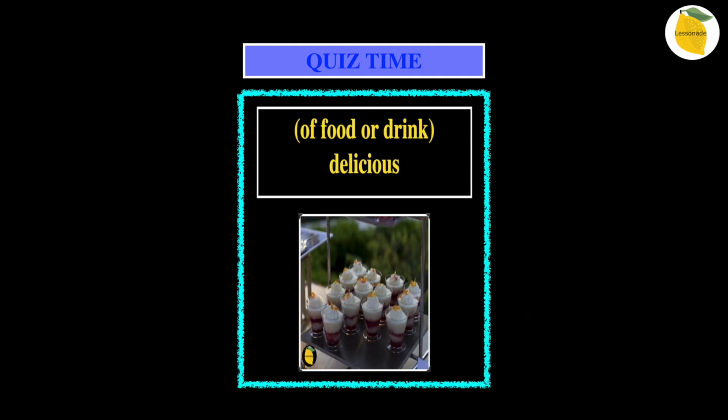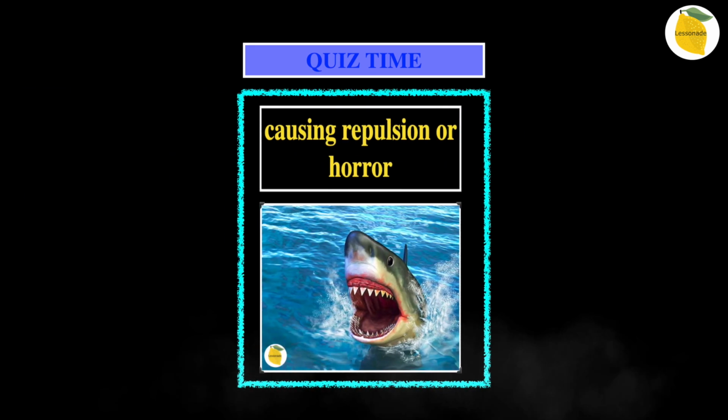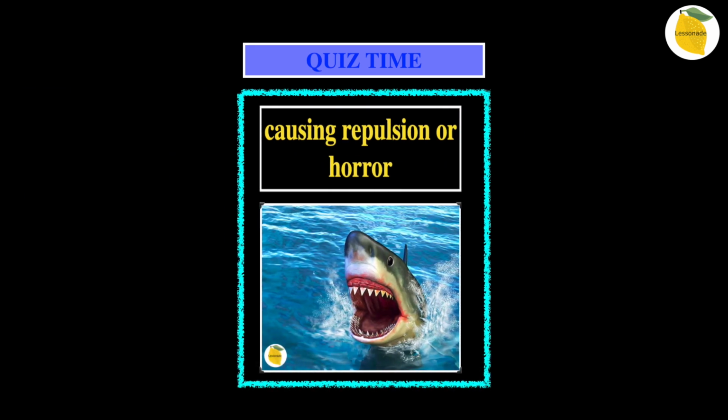Let's move to question number 2, which is of food or drink, delicious. And in this picture, we can see a food that's obviously delicious. Question number 3 is causing repulsion or horror. And in this picture, we can see a violent shark. And as we all know, violent sharks can cause repulsion or horror.